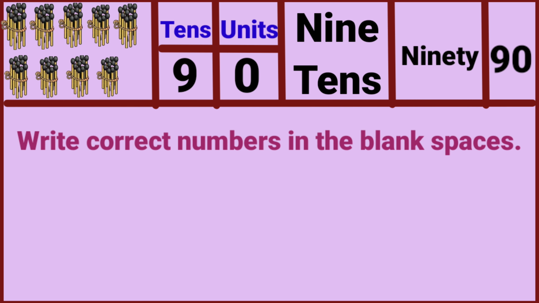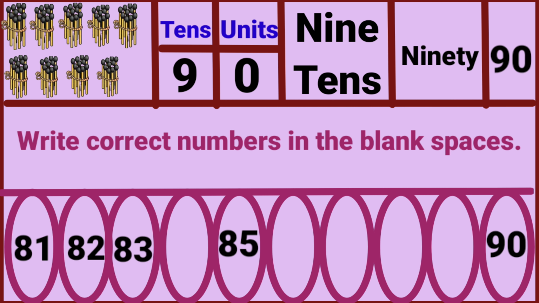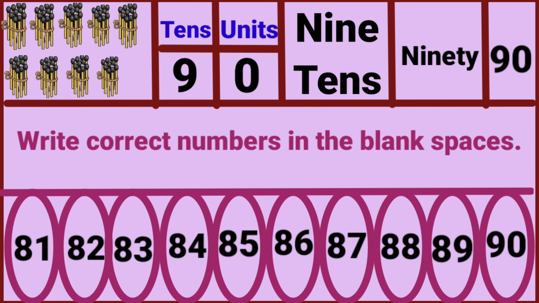Write correct numbers in the blank spaces. Eighty-five and 90 are already given. Let's complete. 81, 82, 83, 84, 85 is already given. 86, 87, 88, 89 and 90.